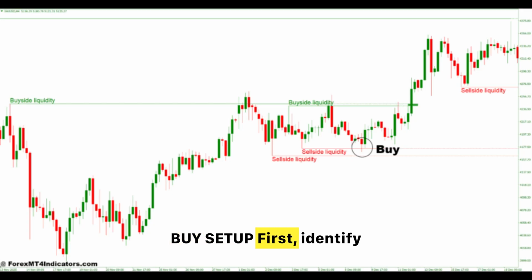Buy setup. First, identify the overall market trend on the higher time frame, like H1 or H4. Look for sell-side liquidity resting below equal lows, swing lows, or support areas. Wait for price to sweep below those lows and trigger stop losses.